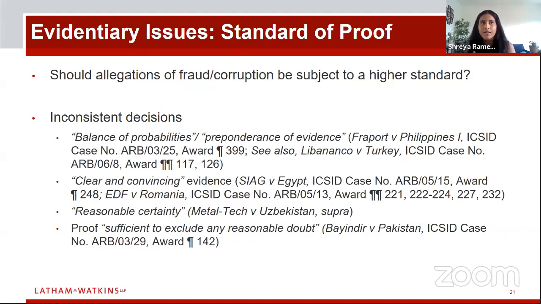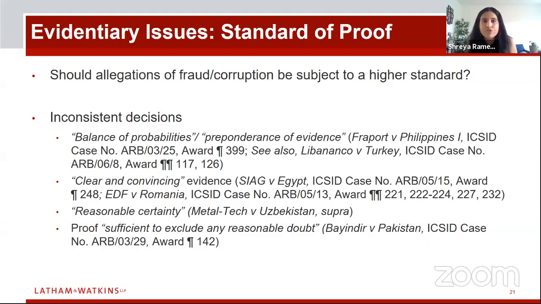That hasn't been considered very much at length by investment arbitration tribunals. What's for certain is that there are a number of inconsistent decisions that have been passed by investment arbitration tribunals. For example, in Fraport versus Philippines and in Libananco versus Turkey, the arbitral tribunals required the party alleging corruption to prove it on a balance of probability standard or a preponderance of evidence standard, which is a standard for civil claims across jurisdictions. In EDF versus Romania, which we just discussed, and in SAIPEM versus Egypt, the tribunals required the party alleging corruption to prove it with clear and convincing evidence.